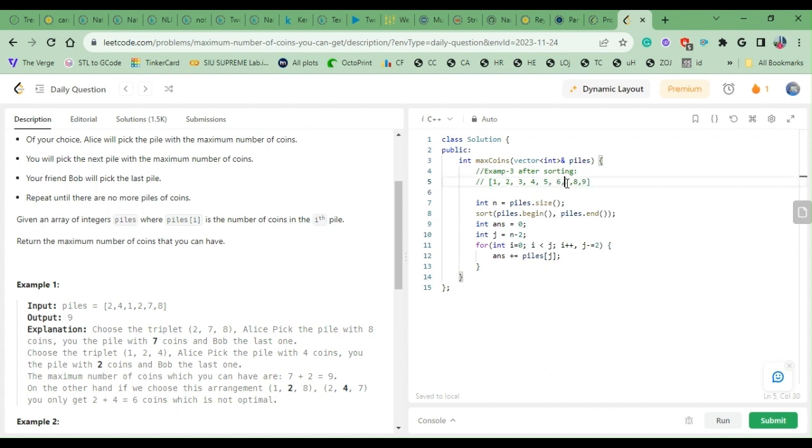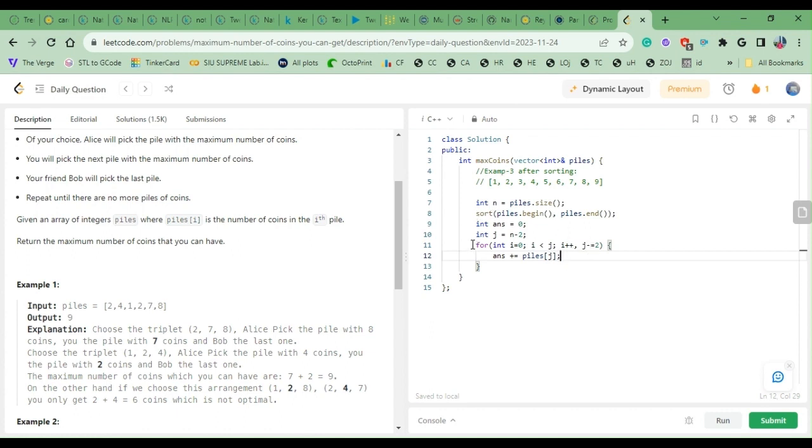So we started from 8, that means n minus 2, and then we will jump to 6, that means this position. If you subtract 2 from this position to this position, that means minus 2. If we want to jump to the next position, we have to subtract 2 again. So that is why we wrote minus 2 here. J will be decreased by 2.